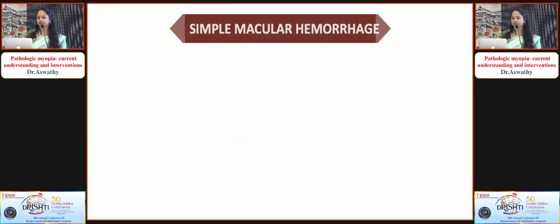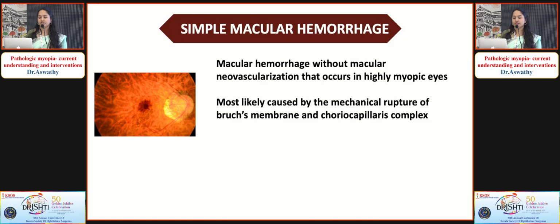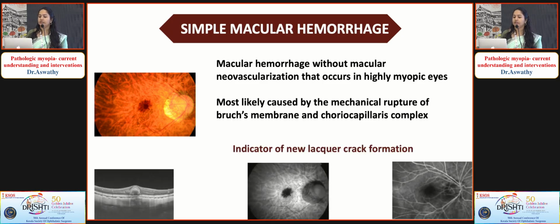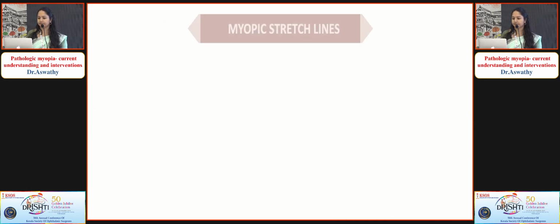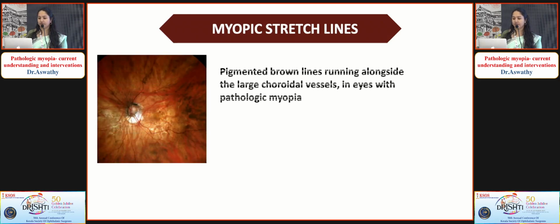Simple macular hemorrhage is important because that will herald the new lacquer crack formation, and in the FFA and autofluorescence there won't be any hyperfluorescence. That differentiates it from CNVM. Myopic stretch lines are often another finding.